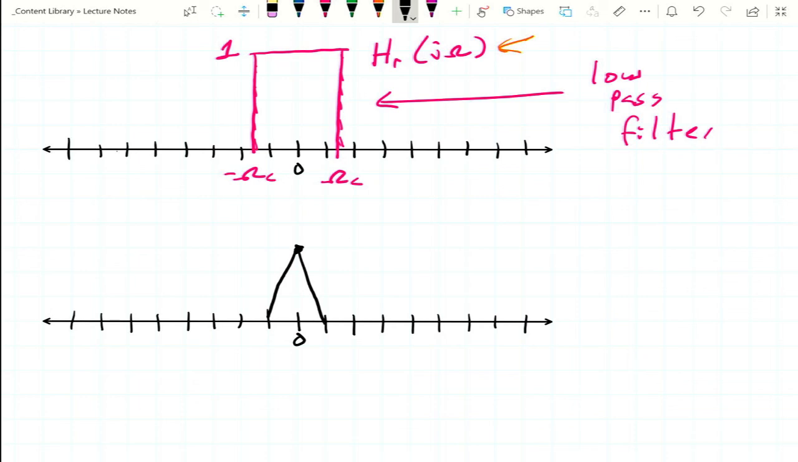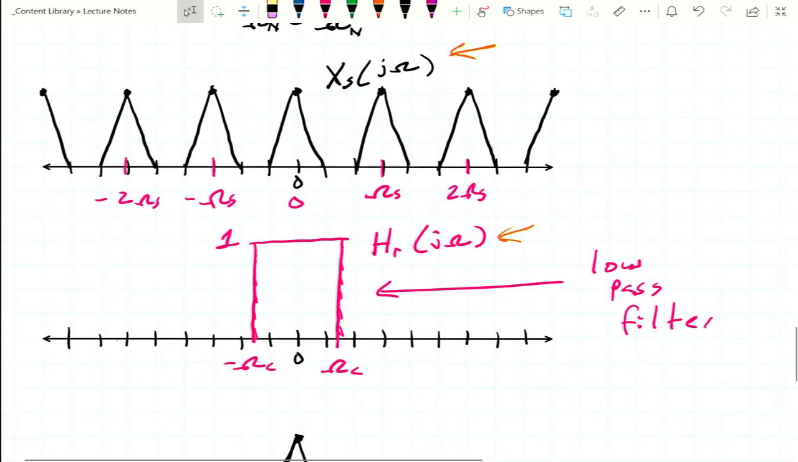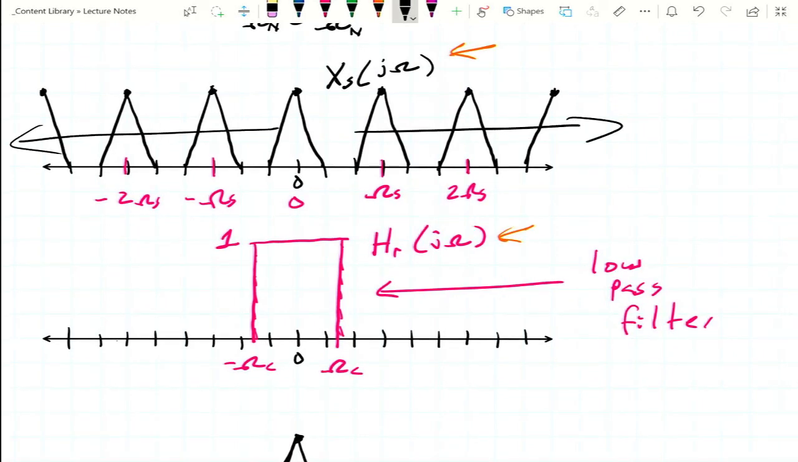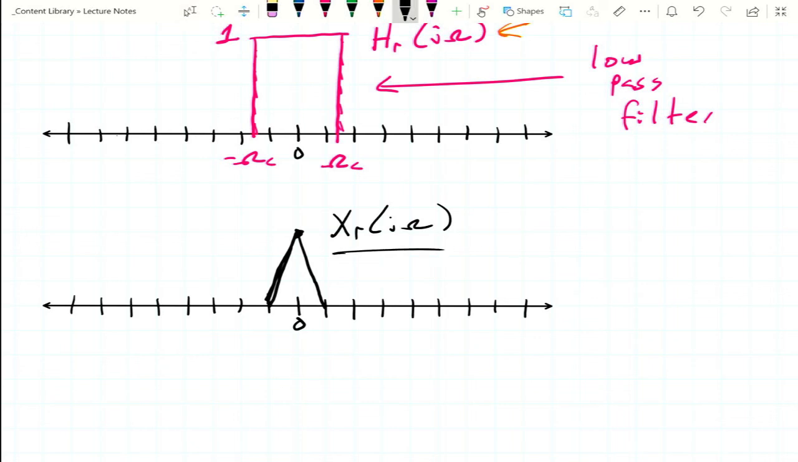Means that low pass filter is going to filter everything out. All of the rest of the stuff gets filtered out by the low pass filter, and we're left with just this guy. So this is our x sub r of j omega.